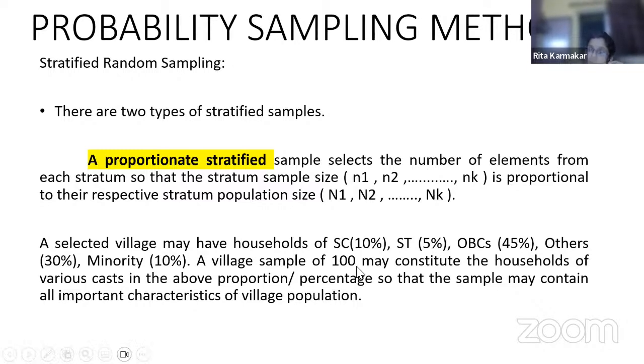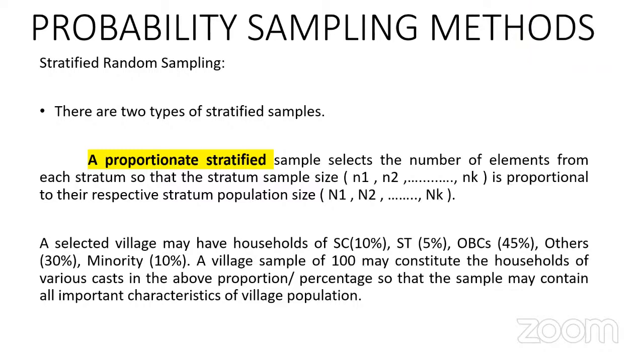The researcher has stratified the village population into these 1, 2, 3, 4, and 5. Sorry, 5 strata. Then these are the percentages. Now he needs to select a sample of 100 out of this village population. Then how many samples would be there in SC out of 100?